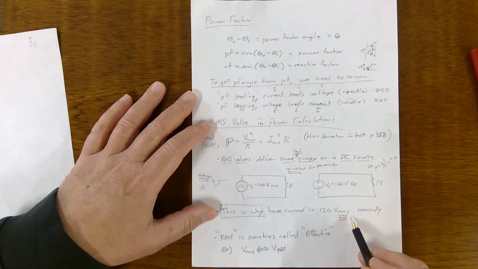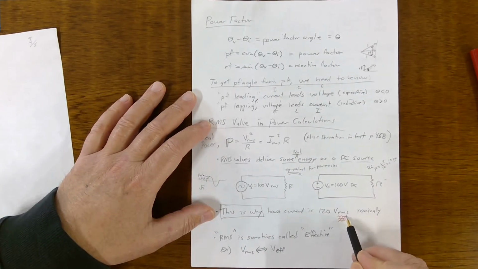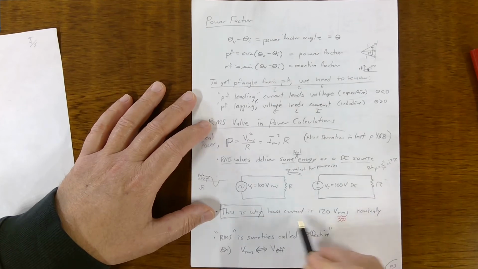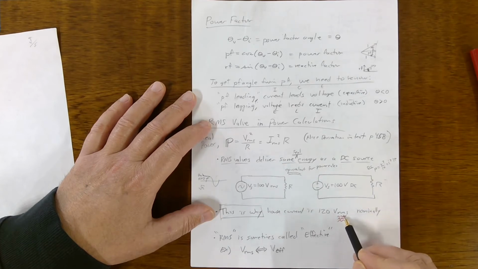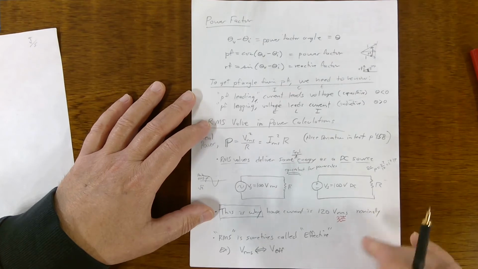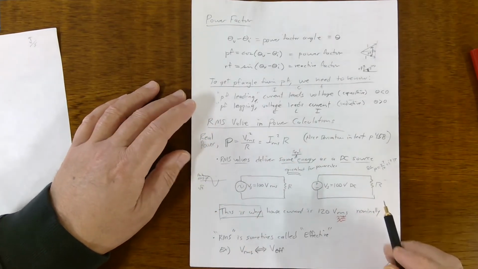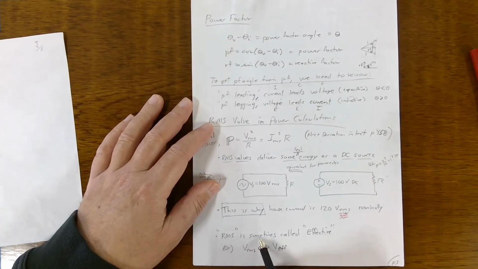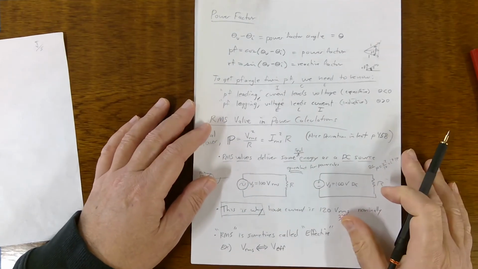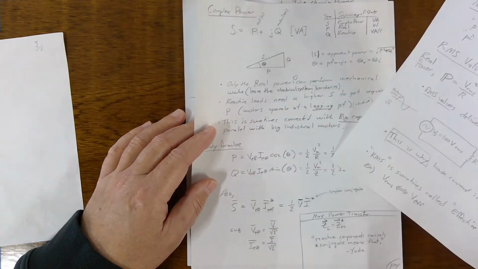So this is why often in AC, like house current, domestic power distribution, they use RMS values so that you can do quick calculations on the power using these two formulas. RMS is sometimes called the effective value also. So that's terminology.